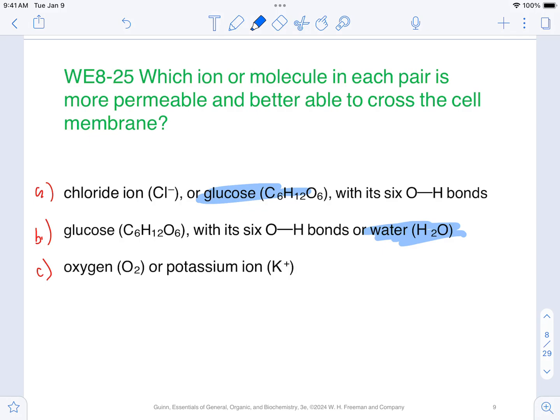And then we have oxygen or potassium. Again, potassium ion, that is an ion that has a charge to it. Oxygen is neutral, so that will be better. Also, something to point out for oxygen, it's nonpolar. So that helps it as well. So here we said glucose because it's neutral, water is smaller, oxygen is neutral and nonpolar.